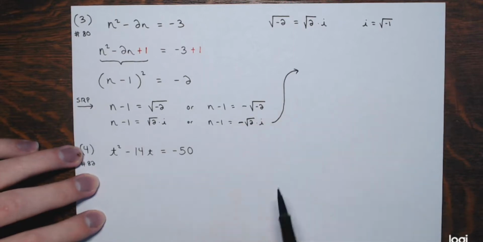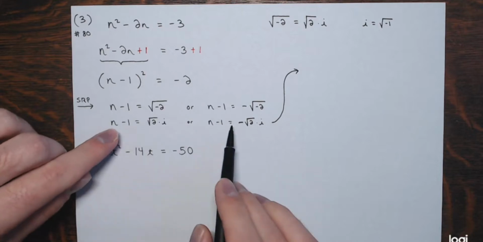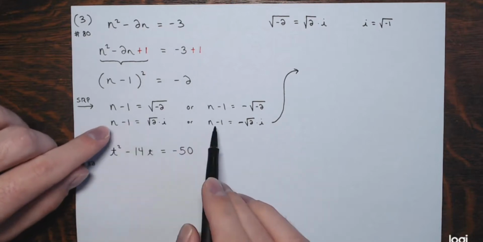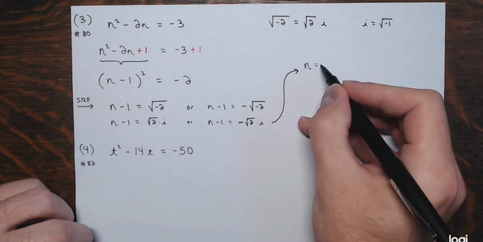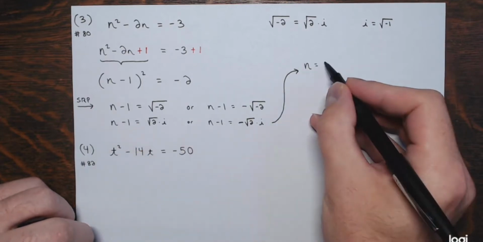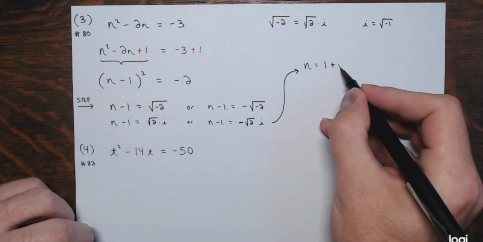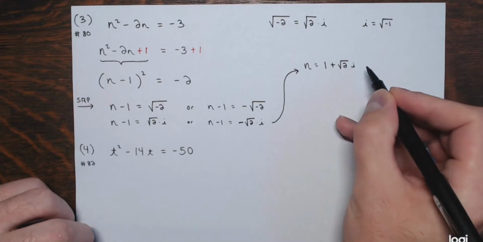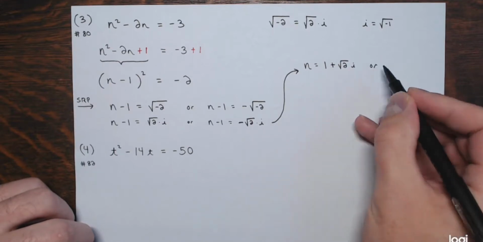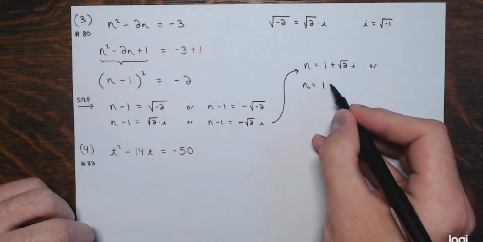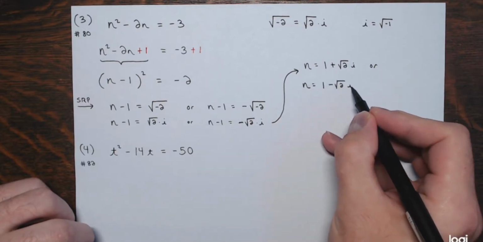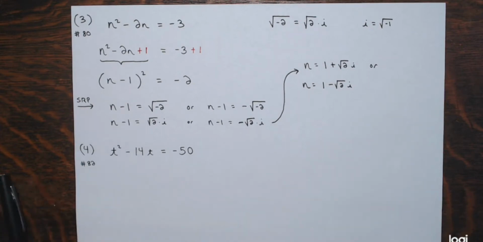And I'll take this over here. And each of these we solve for n by adding 1. So we get n equals 1 plus the square root of 2 times i, or n equals, adding 1 here, 1 minus the square root of 2 times i. And then we check these.